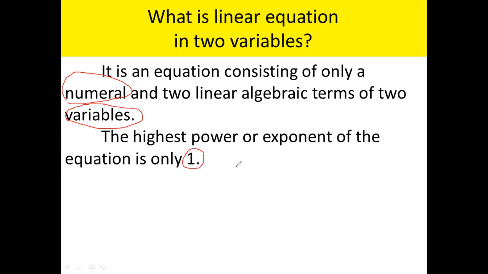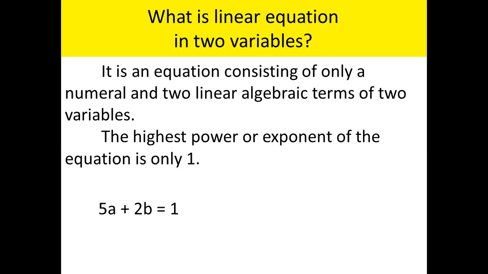Okay, so that means if you have here x squared plus y equals 2, this is not a linear equation in 2 variables because the exponent is 2. Remember, the highest exponent in a linear equation is only 1. Okay, now what about this one? 5a plus 2b equals 1. Is this a linear equation in two variables? Yes or no?